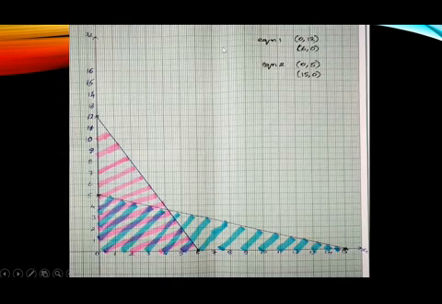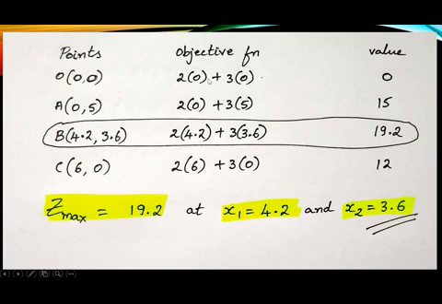So 2x1 value in this point is 0. 2 into 0 plus 3 into x2. x2 value is 0. 2 into 0 plus 3 into 0. What will be the value? 2 into 0 is 0. 3 into 0 is 0. 0 plus 0 is 0.